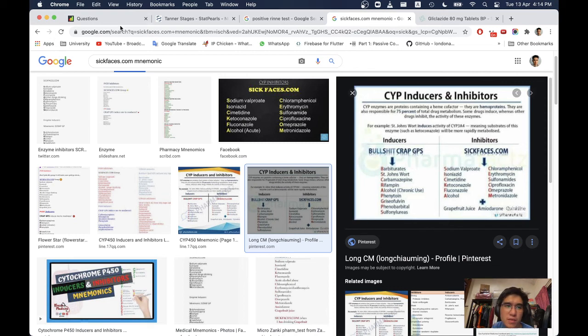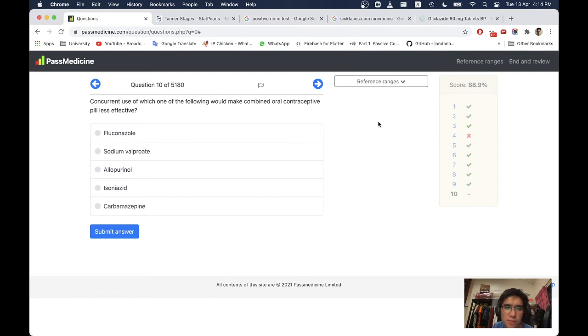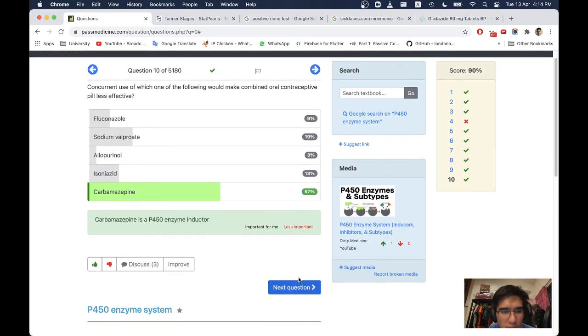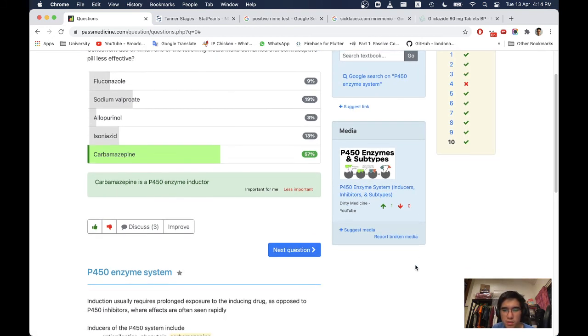Very confusing. Anyway, these kinds of questions, okay, you need to know for SBA. Okay, last question. Concurrent use of which one of the following would make combined oral contraceptive less effective? Oh, I haven't answered this. It's the same thing, right? Carbamazepine. Okay, inducer.